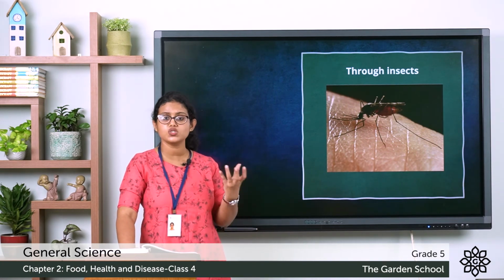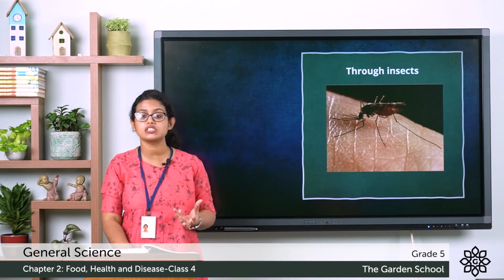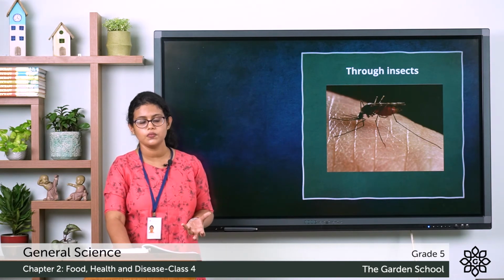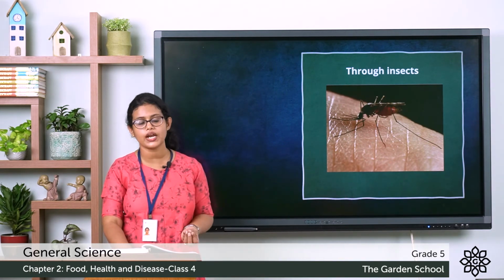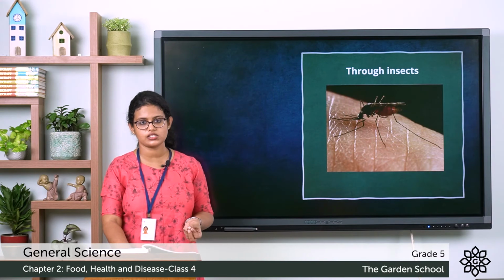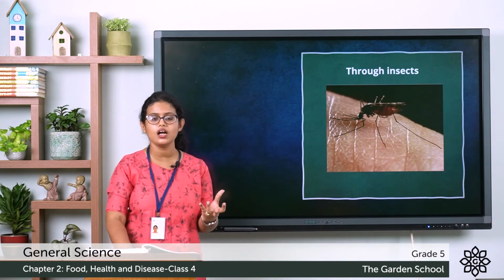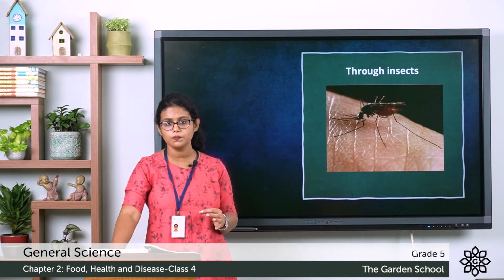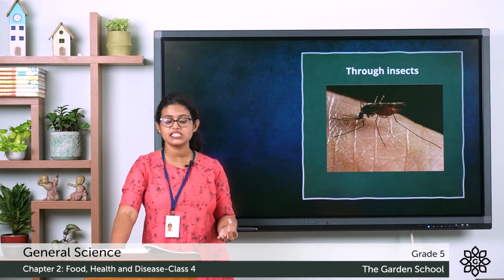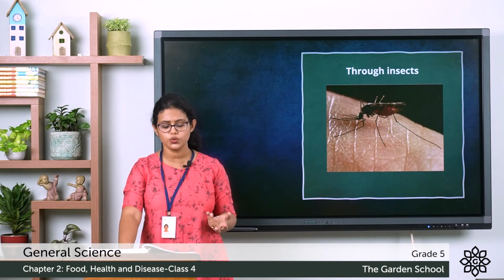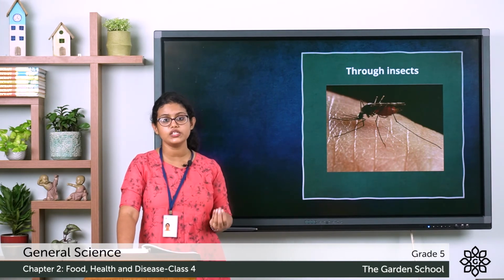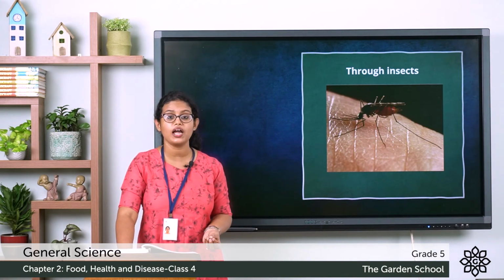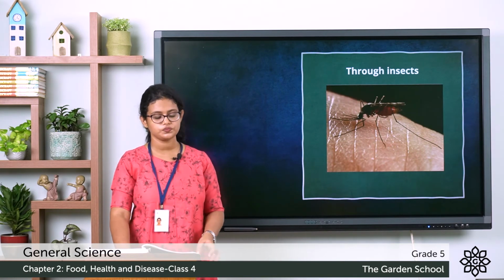Then mosquitoes also spread dangerous diseases like chikungunya. So diseases can be spread through insects. That is malaria, which is spread by the Anopheles mosquito, then dengue, which is spread by the Aedes mosquito, and chikungunya, which is also a dangerous disease that is spread by mosquitoes.